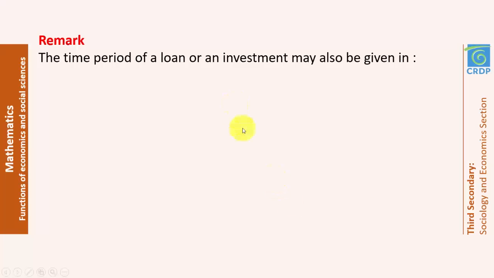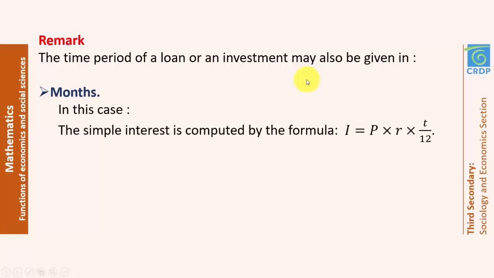Note that sometimes the time is given also in months, in days, or in weeks. In this case, the formula has to be modified. So the simple interest will be computed. Suppose it is given in months. The simple interest is computed by the formula I equals P times R times T over 12.